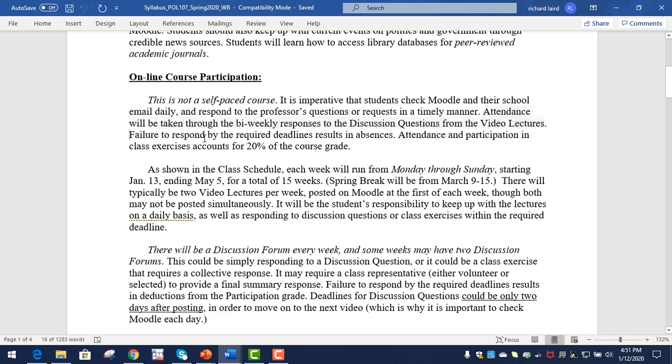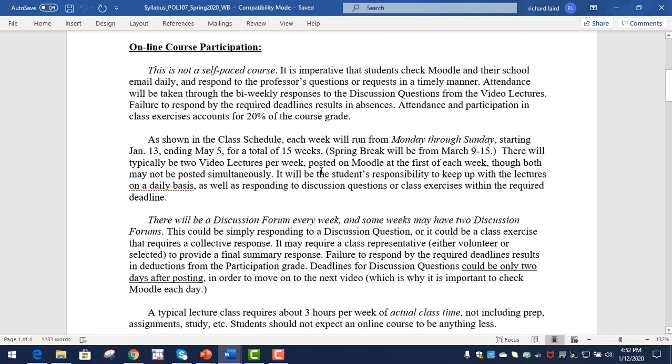If you do not respond to a discussion forum by the required deadline, you will be counted absent for that particular discussion forum. So this is very important because this being an online course, attendance and participation and engagement in the course is extremely important in order to get the best out of this course, and that's why participation is 20% of your grade.